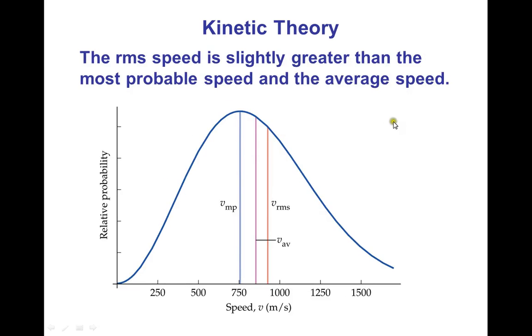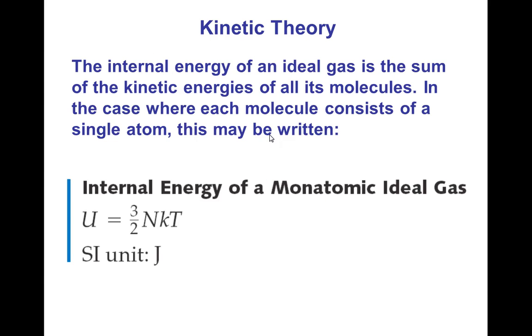So here we have a case where this root mean squared speed is slightly greater than the most probable speed and the average speed. So the most probable speed for a particle is here, the average speed is here, and then the root mean squared speed is here in this distribution. Alright, so the kinetic energy. The internal energy, now we're really getting close to the stuff that we're going to build into thermodynamics.